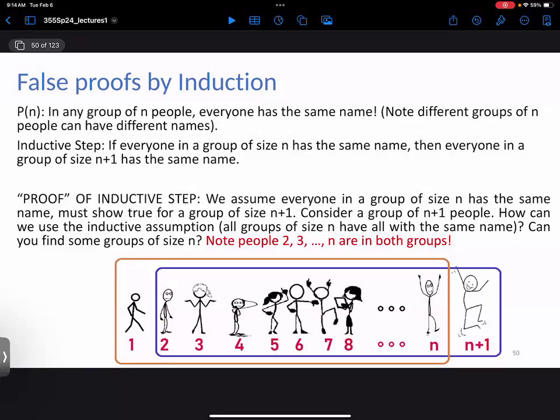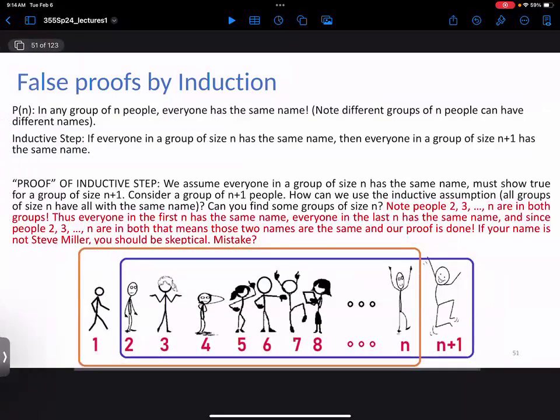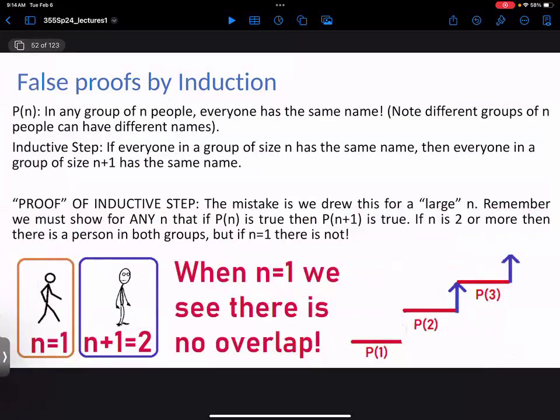Does n have to be what? What do you mean by ordered? Yeah, we're just going up by 1. The inductive assumption is you assume Pn is true, and you get to use that when you study Pn plus 1. So it looks like everybody has the same name. Okay. And so what is going wrong here?